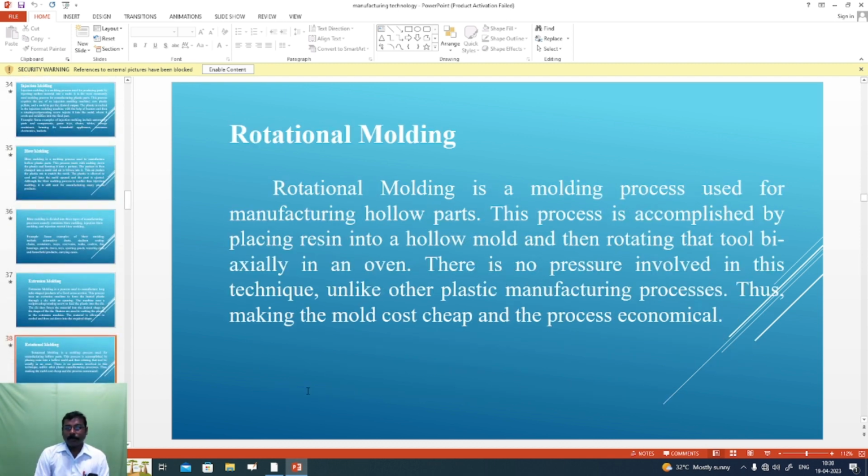Rotational molding. Rotational molding is a molding process used for manufacturing hollow parts. This process is accomplished by placing resin into a hollow mold and then rotating that tool in an oven. There is no pressure involved in this technique, unlike other plastic manufacturing processes, thus making the mold cast cheap and the process economical.